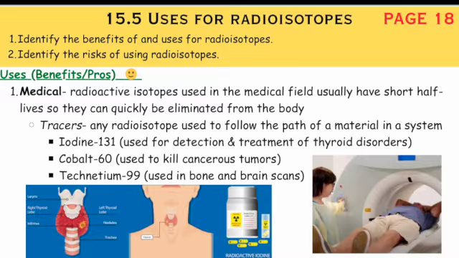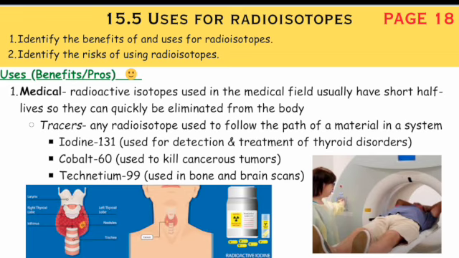We use things in the medical field called tracers, and a tracer is a radioisotope that we inject or ingest so we can follow the path of a material through a system, kind of like tracing a leak in a pipe, but inside the human body. Medical radioisotopes must have short half-lives. The reason is because we want them to do their job, decay quickly, and be eliminated from the patient's body so they don't cause any long-term radiation damage.